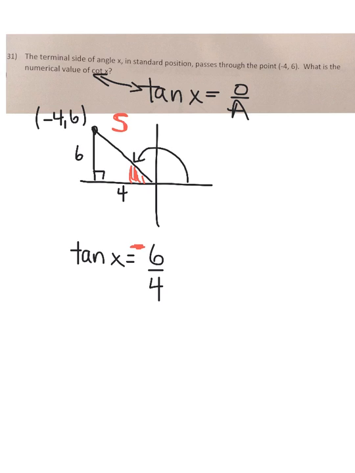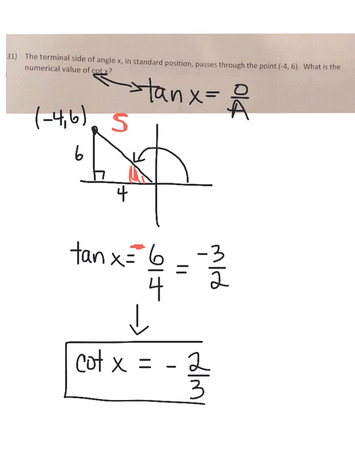If you want to, you can do this now or later, it really doesn't matter, but that's going to reduce to -3 over 2. They want cotangent, so I know cotangent is the reciprocal trig function of tangent, so all I need to do is take that answer and flip it. And there's my answer. Now, if you don't like it that way, I think Mrs. Paris might do it this way.